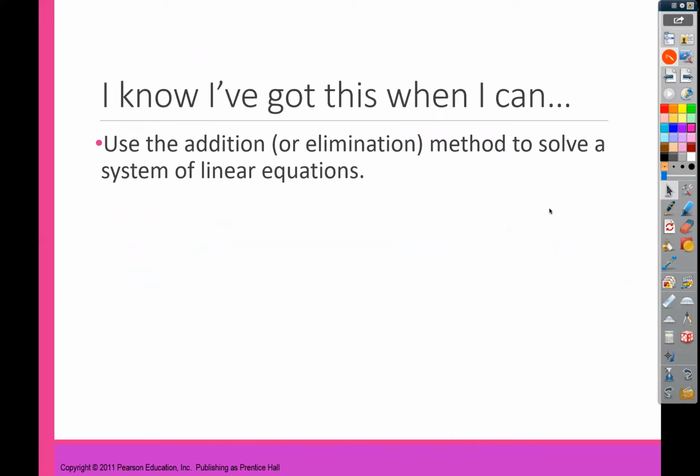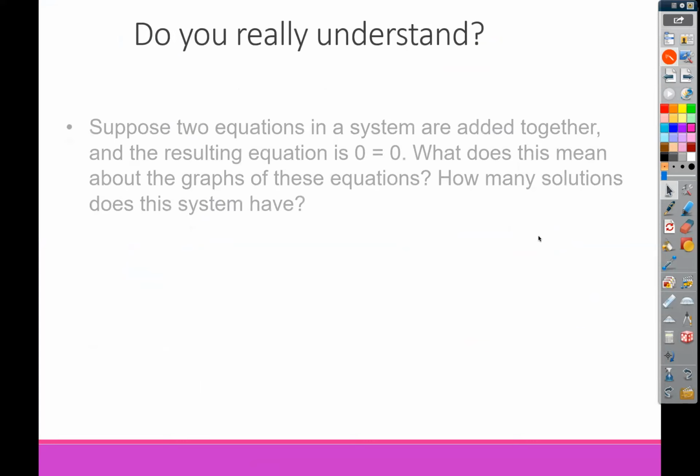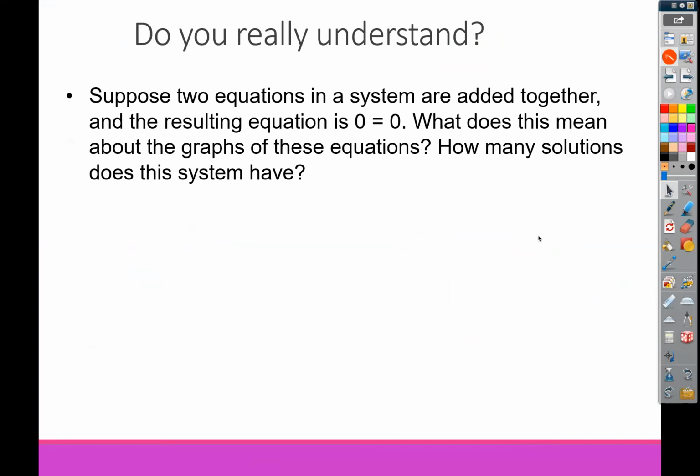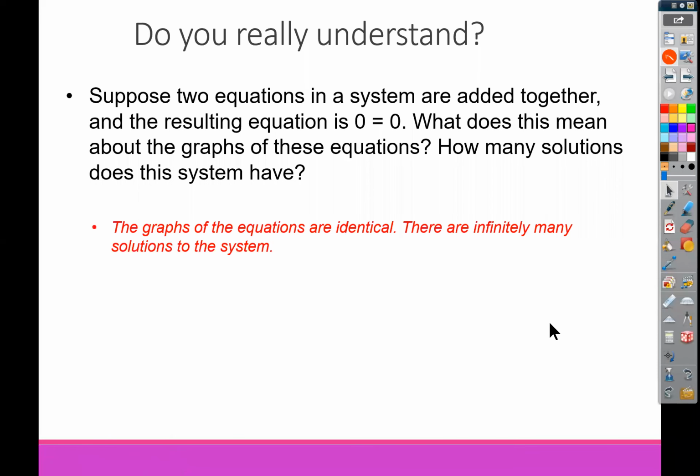So I know I've got it when I can use the addition or elimination method to solve a system of linear equations, but do you really understand? Suppose 2 equations in a system are added together and the resulting equation is 0 equals 0. What does that mean about the graphs of these equations? And how many solutions does the system have? It means the graphs of the equations are identical and there are infinitely many solutions to the system.